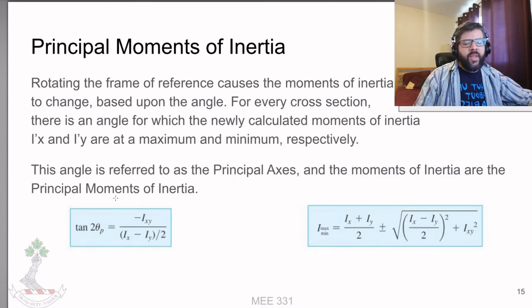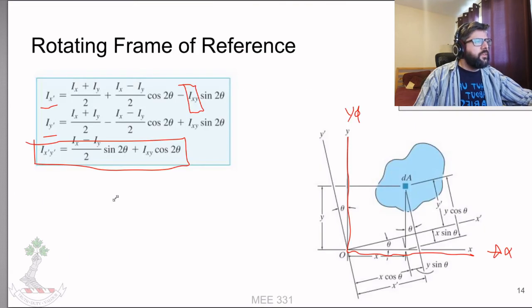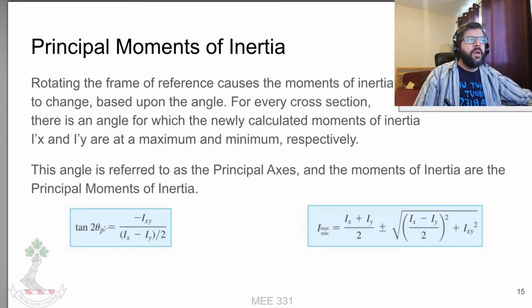So as we can tell here, if you start off with an initial Ix and initial Iy, and you rotate it and it changes based upon some sort of trigonometric relationship, then it's fairly simple to tell that at some point as you rotate, you're going to reach a point where you have maximum and minimum values for those parameters. So rotating the frame of reference changes it.